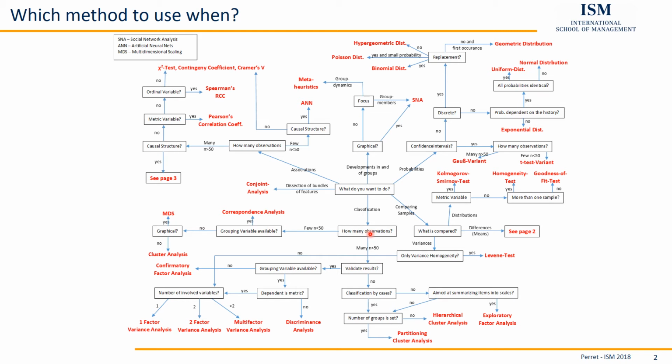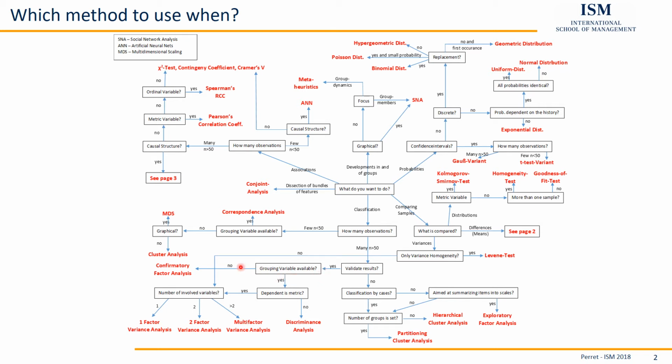What if we have many observations? Well, then the first question would be, do we want to validate results? So basically we already know how many groups we have. Or do we just have to determine how many groups we actually should use? So let's start with the case that we already have some results. Then the question would be, do we have something called a grouping variable?